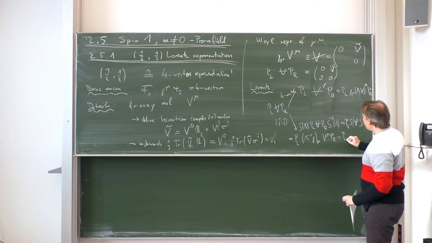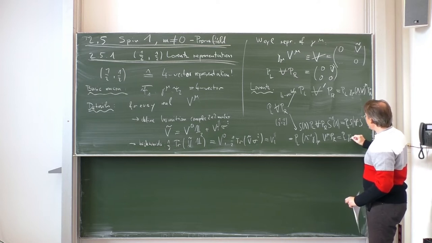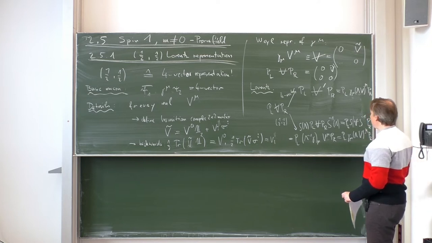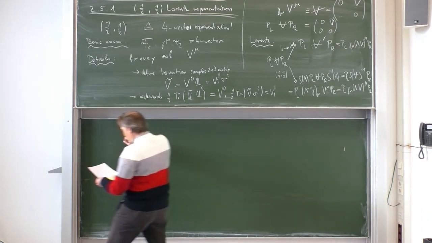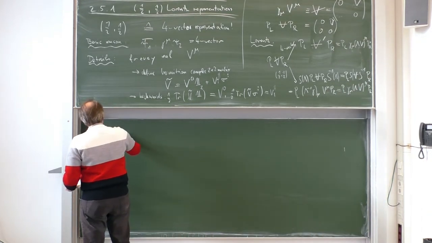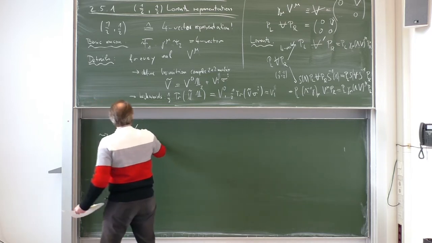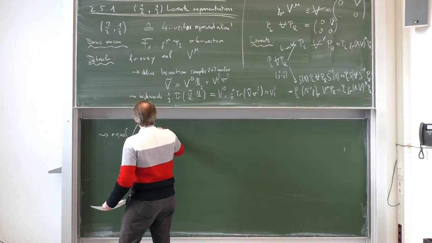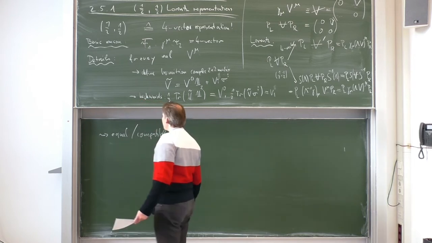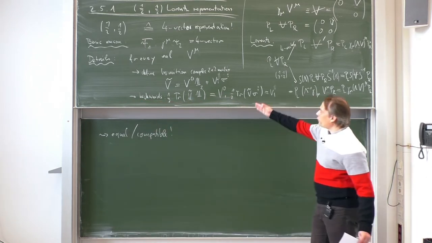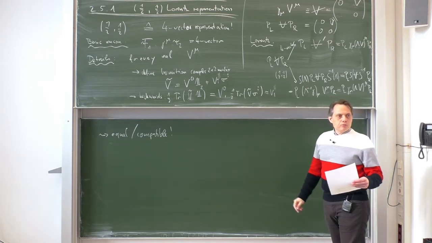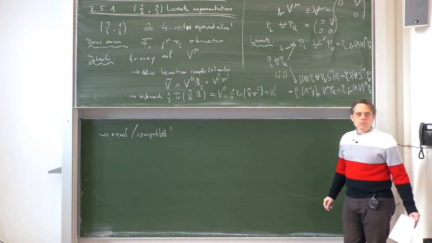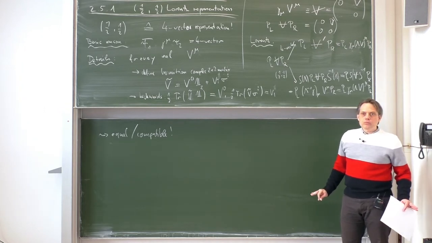So let me just write it down. P left, gamma mu, lambda, V, mu, P right. That is the same. That is the point. And so the two transformations are equal or compatible. And that proves to you that the four vector transformation is identical to this 1/2, 1/2 representation. Okay. Any questions to this?